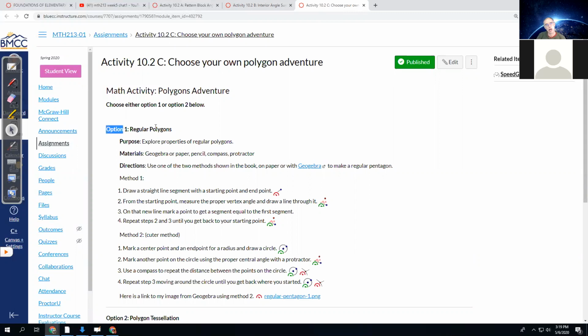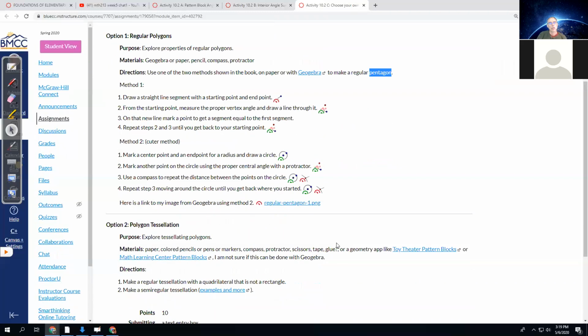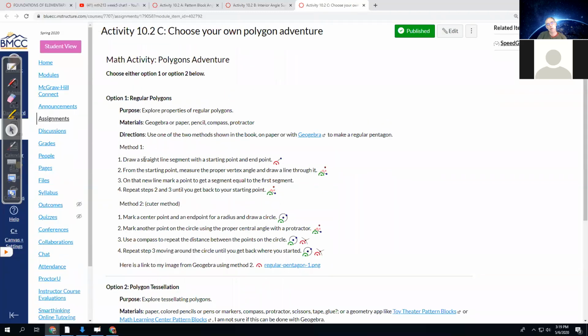Your first adventure option here is just playing with regular polygons. Can you use a piece of paper and a pencil and a compass and a protractor to build a good looking regular polygon? In particular here, I asked you to draw a pentagon. So that's one option. And the book goes over 2 methods for doing that. It's about 3/4 of the way through the book.